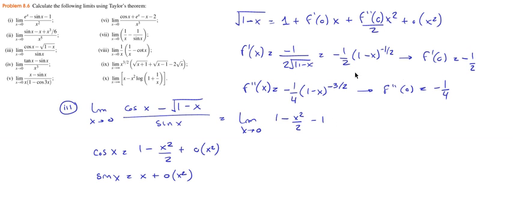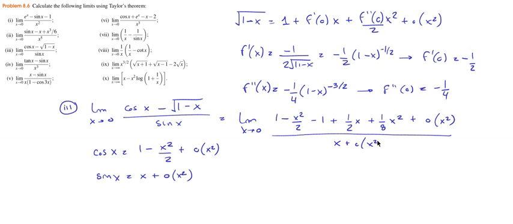and then we have what? Plus 1/2 of x, right? And then everything here with this is plus 1/8 of x squared, and then all of this is plus small o of x squared, and in the denominator we have x plus small o of x squared.